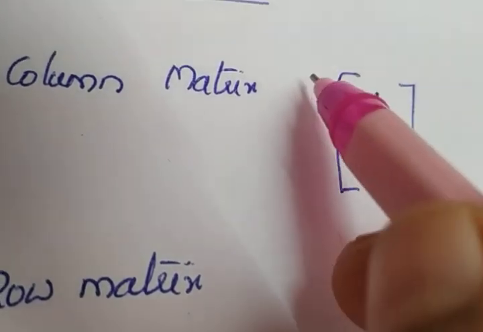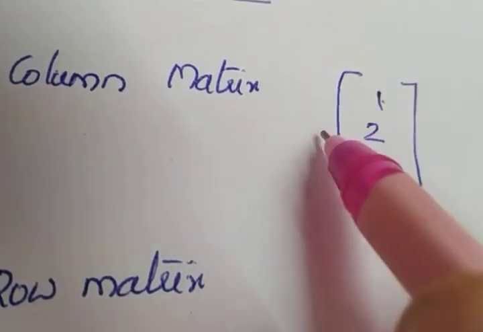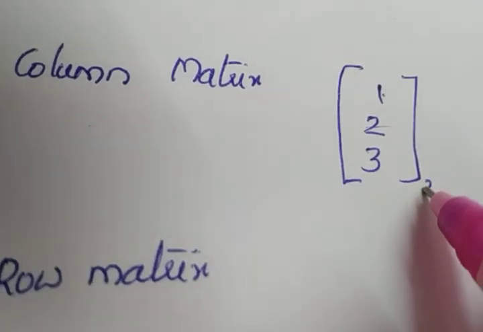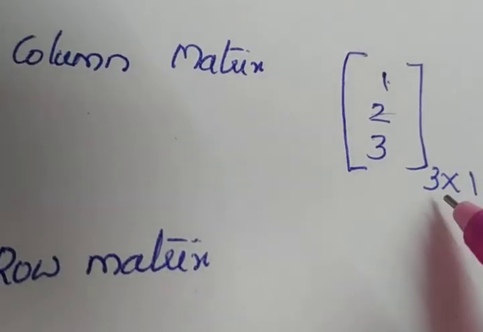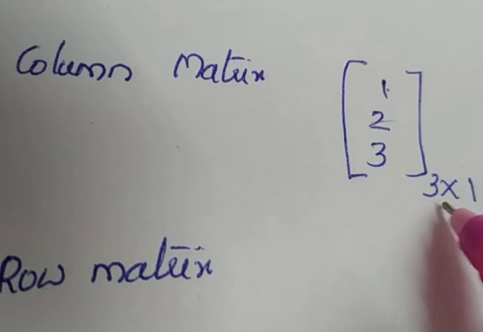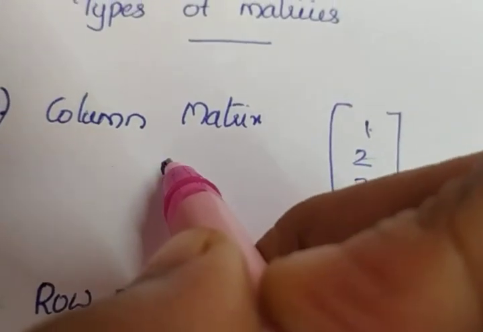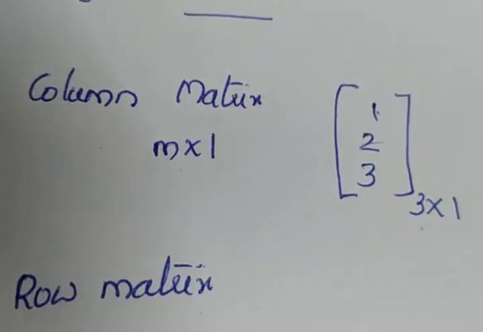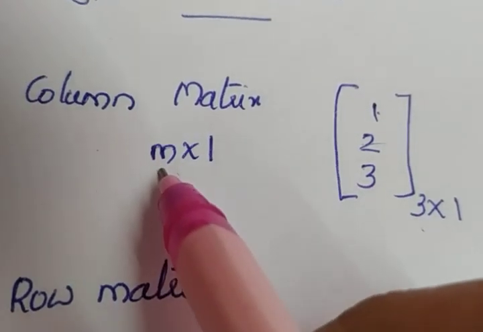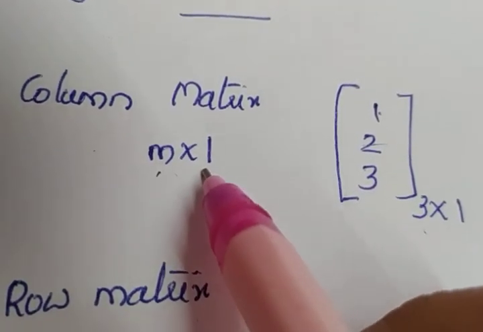How many rows are there? First row there is an element 1, second row, third row. So 3 rows and 1 column. So the order of a column matrix will be of the form 3 by 1. In general, the order of a column matrix will be of the form m by 1. There can be any number of rows, but the column number will be only 1.